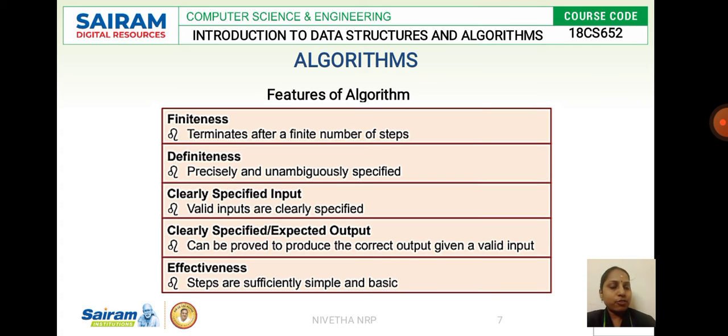These are the features of the algorithm we have. First is finiteness. Finiteness determines the number of steps that the particular algorithm should possess to produce a desired output. Next we have definiteness, which is a precisely specified set of inputs, so that it will be producing the absolute output. Then we have clearly specified input.